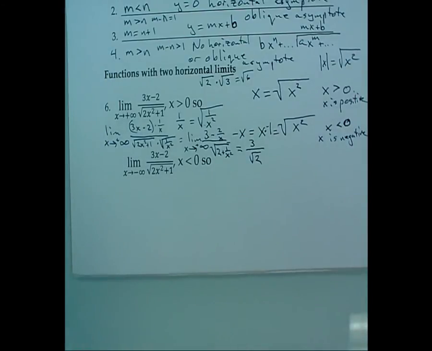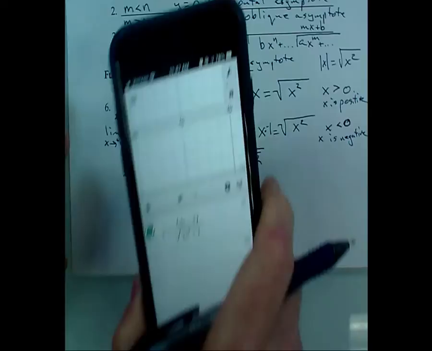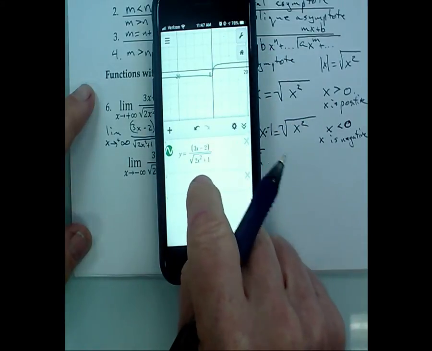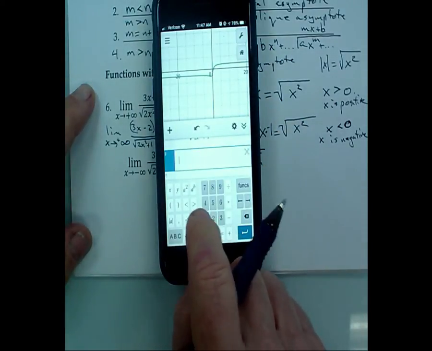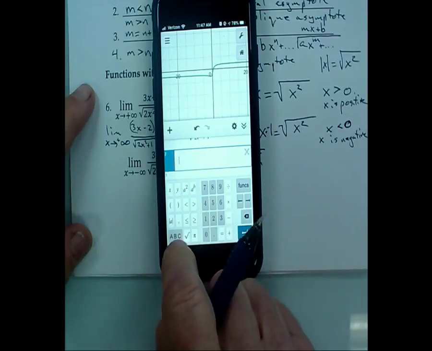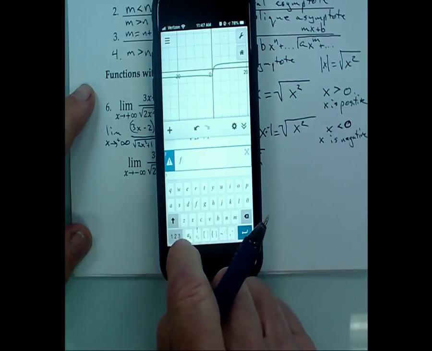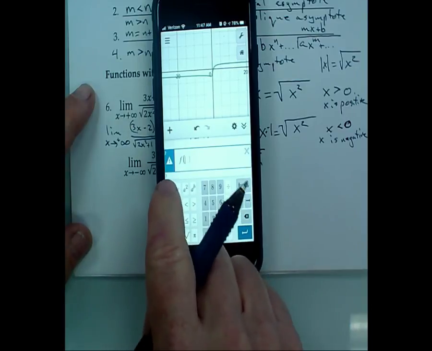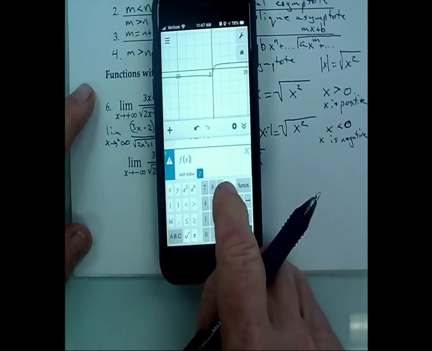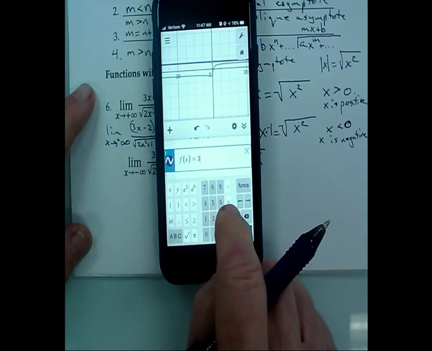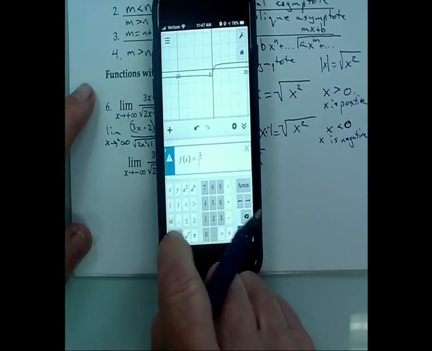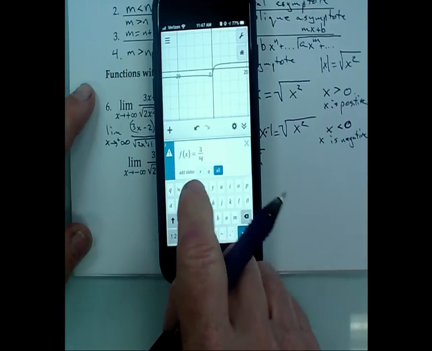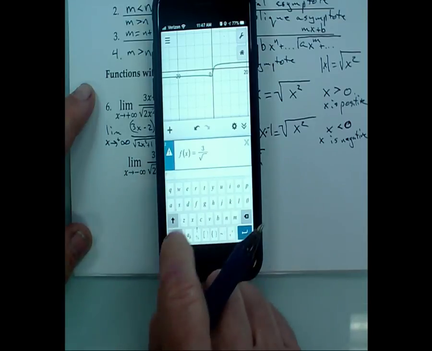So now I'm going to come to this. Here's my graph right here. I'm going to put the equation in. Let me type in f of x. I think that's what I have to do. f of x equals 3 divided by sqrt 2.